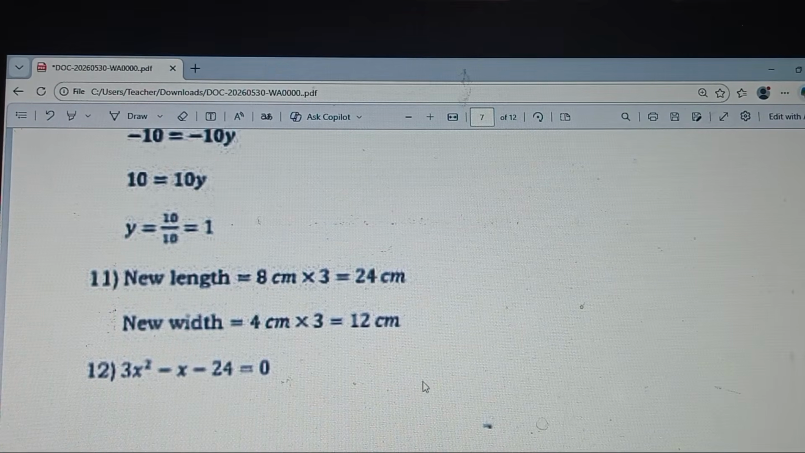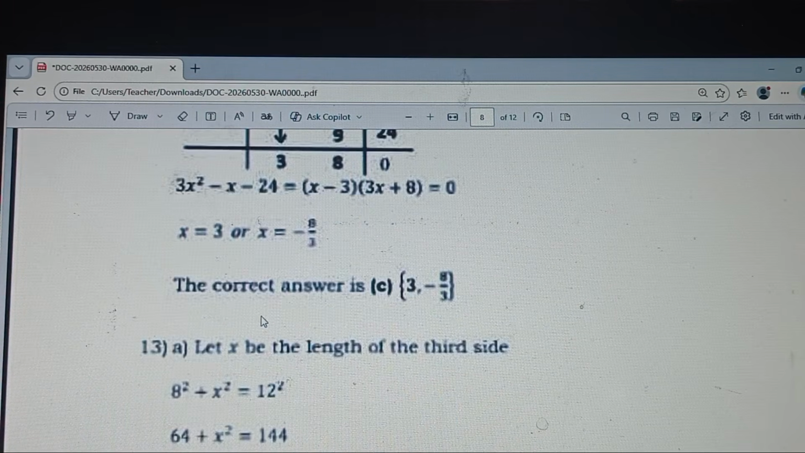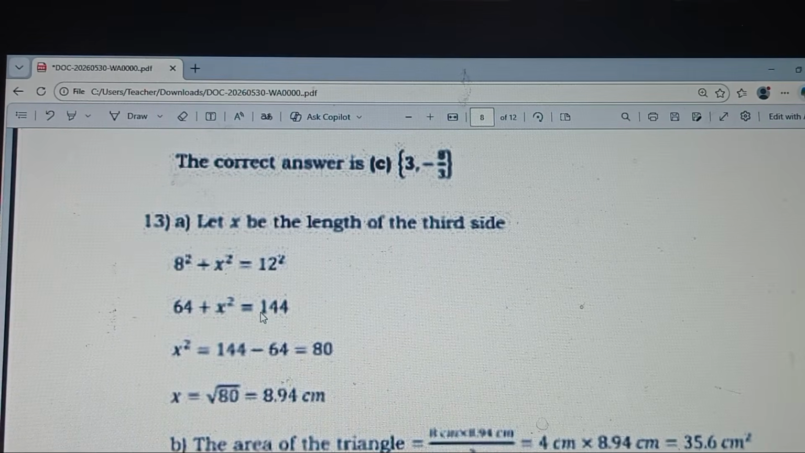You may even use the formula, you may even use factorization. So it is not very difficult. For that, they use what is called synthetic division. But it's not necessary to use synthetic division, you can use the formula or factorize. Yes? Okay. Question number 13.